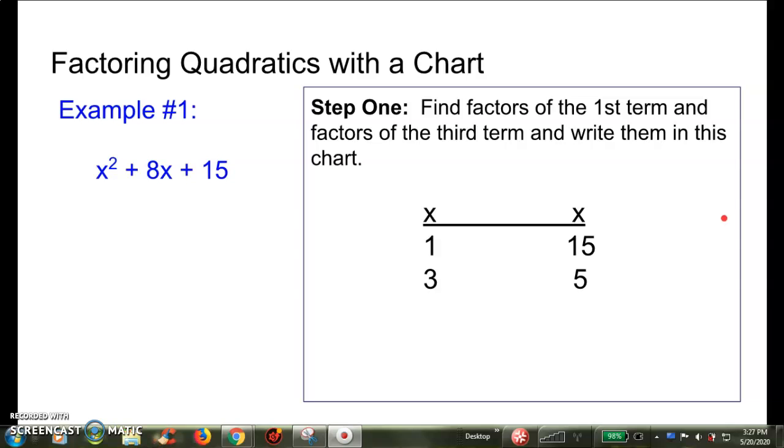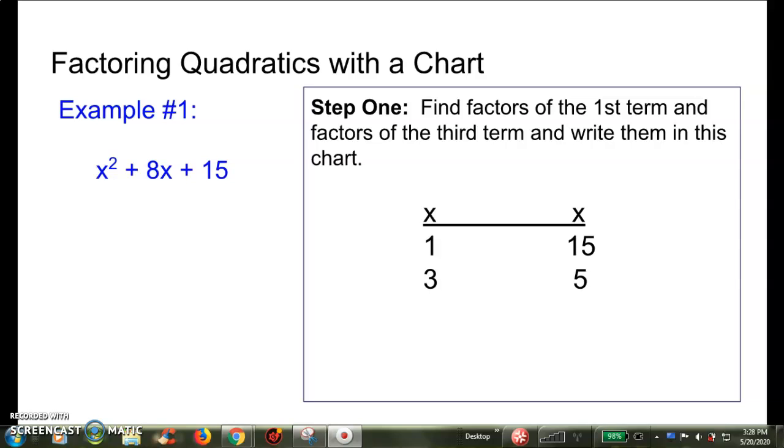Hey there, everyone. So I think you can see from the title that the topic for today's lesson is going to be factoring quadratics with a chart. In the last video, we learned how to factor quadratics using diamond problems and a generic rectangle. And this is a different method.